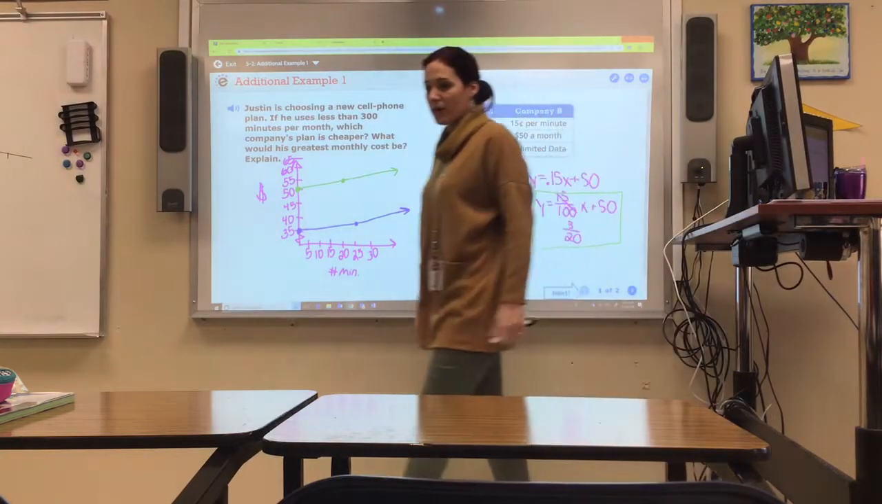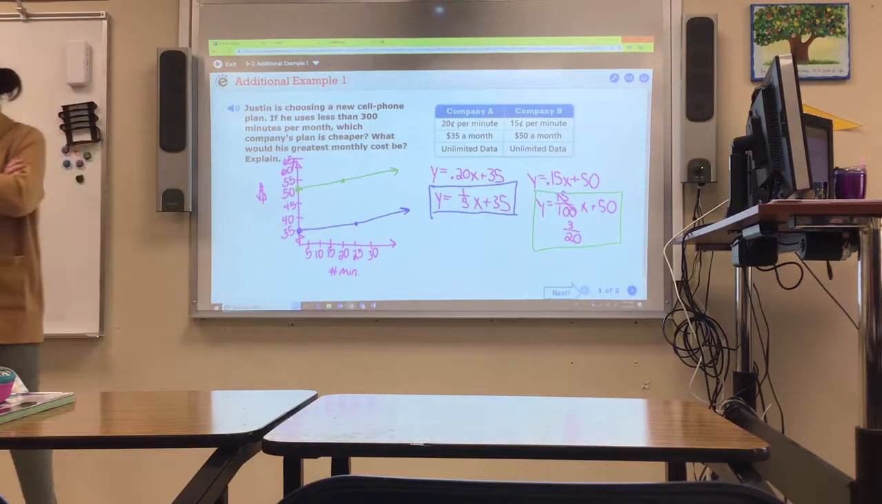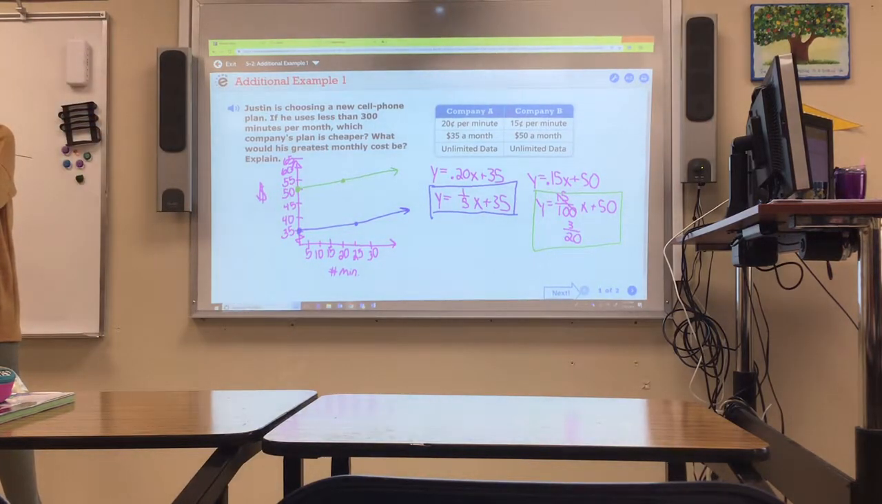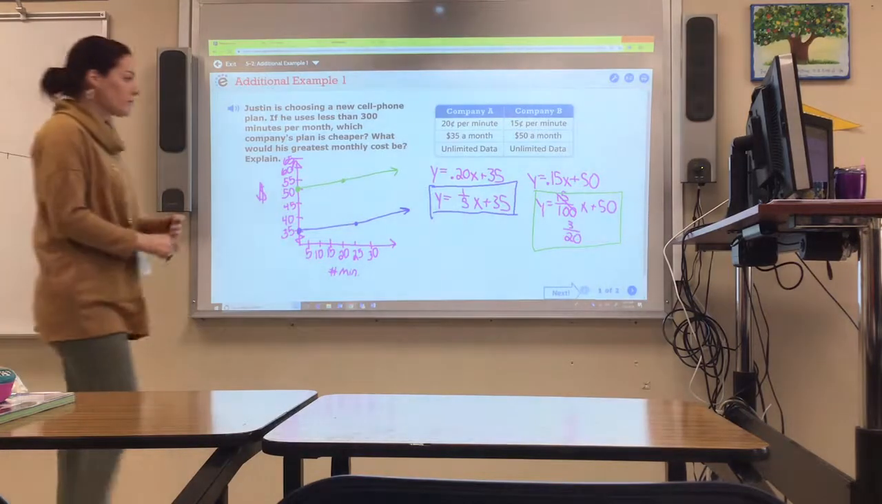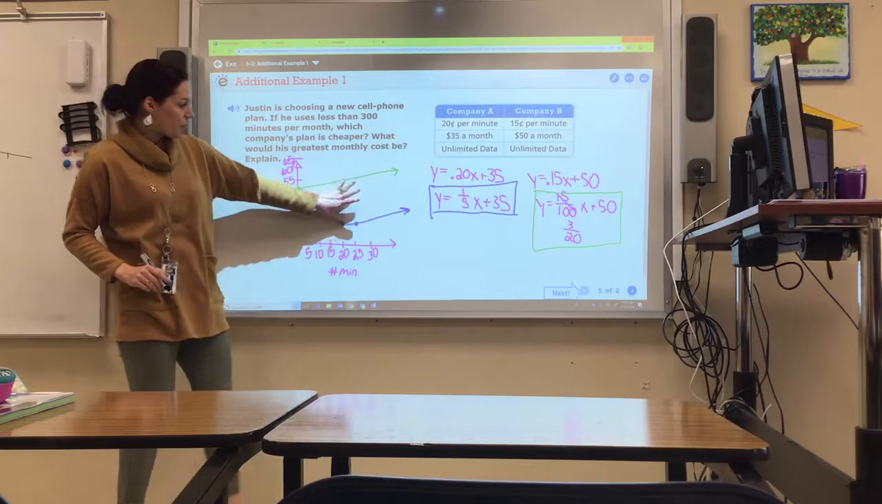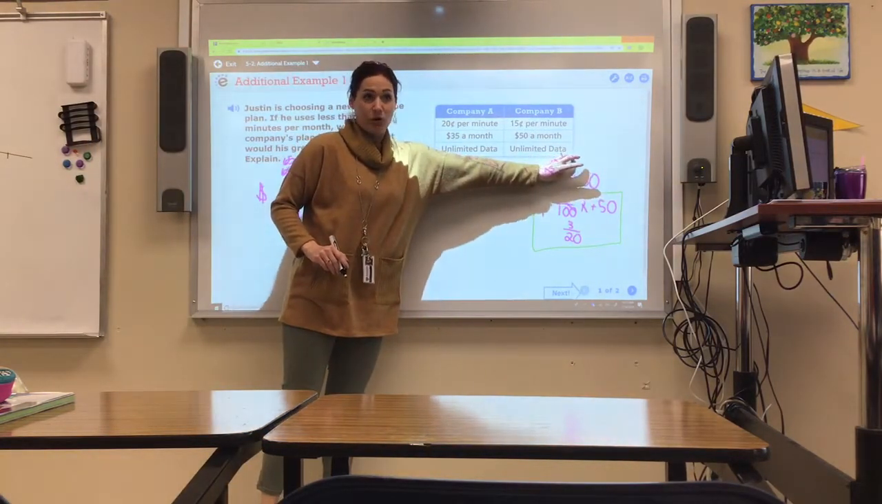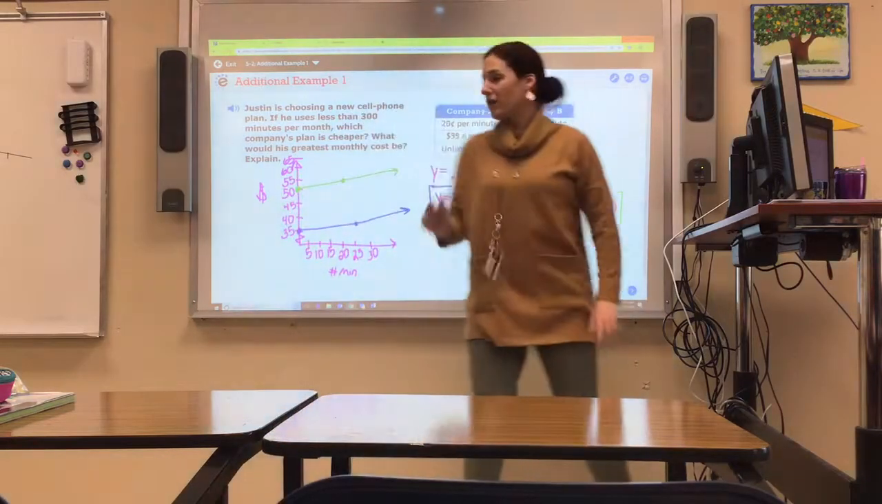Which line is steeper? So do we just go to 20? Company A. Well, draw a dot at 50, because that's where you start. Then you go up 3 over 20. You get a dot right there. Okay, so this line is steeper than this line, which means at some point, if you keep going, they will intersect out here at some point, right? Let's look at their graph to find it.